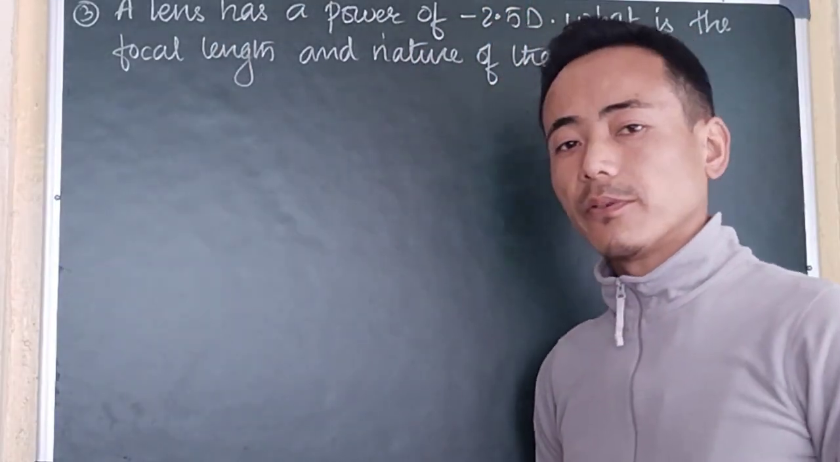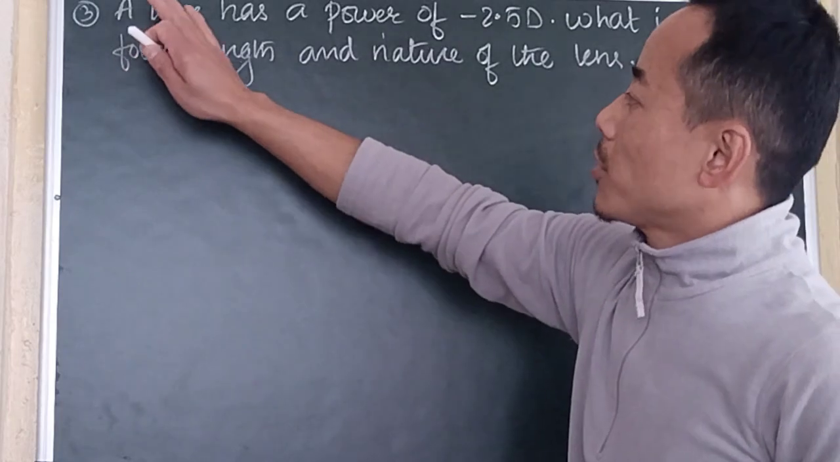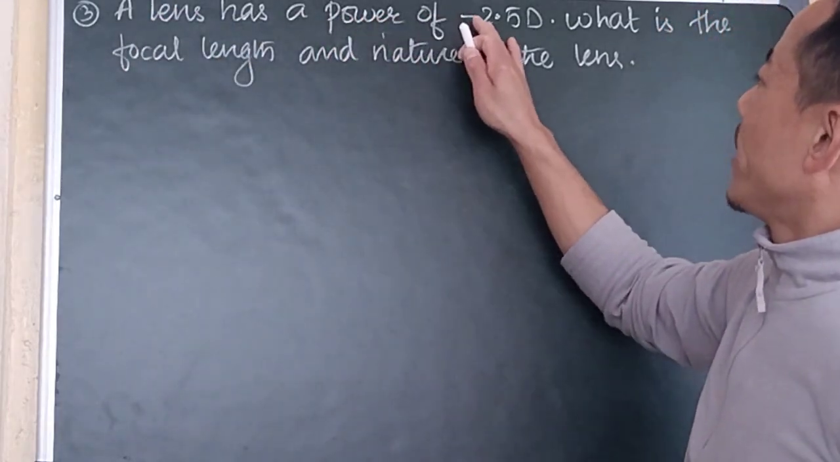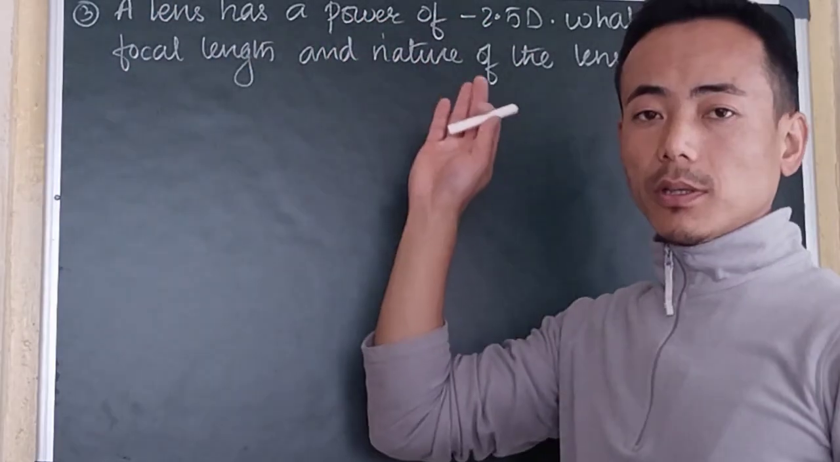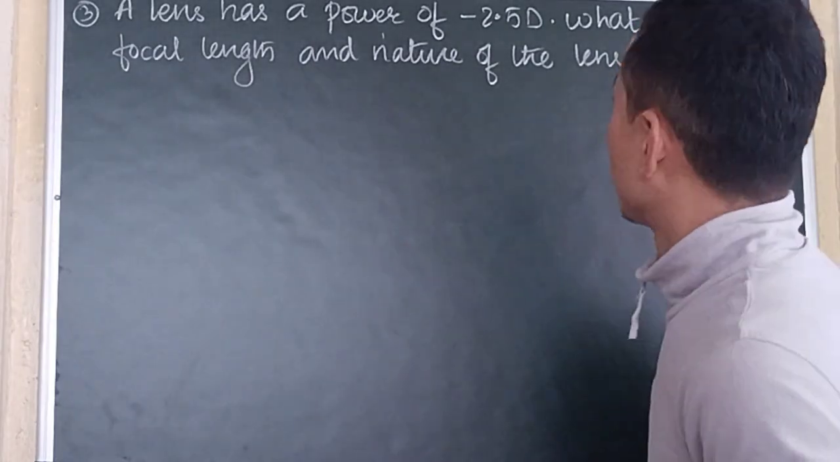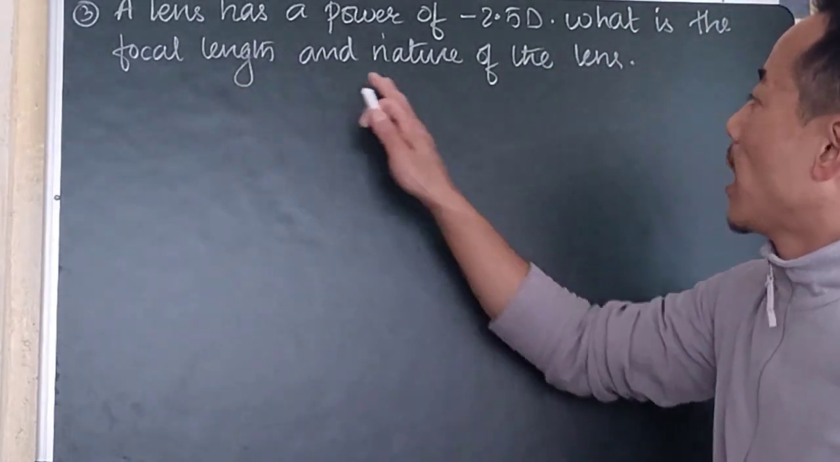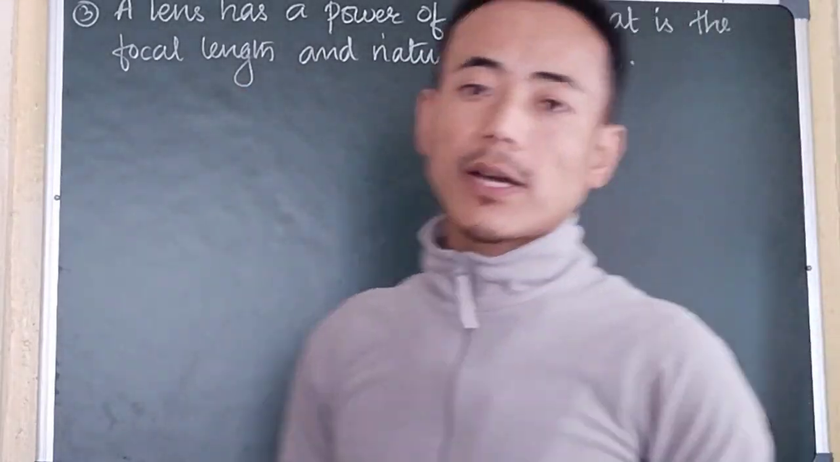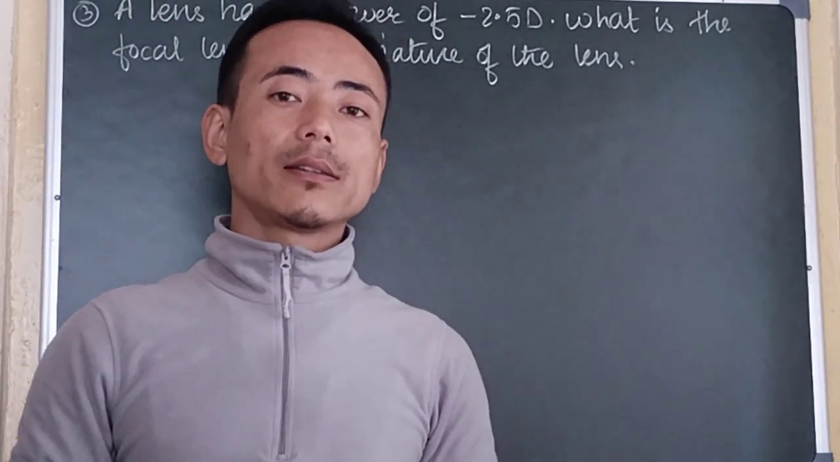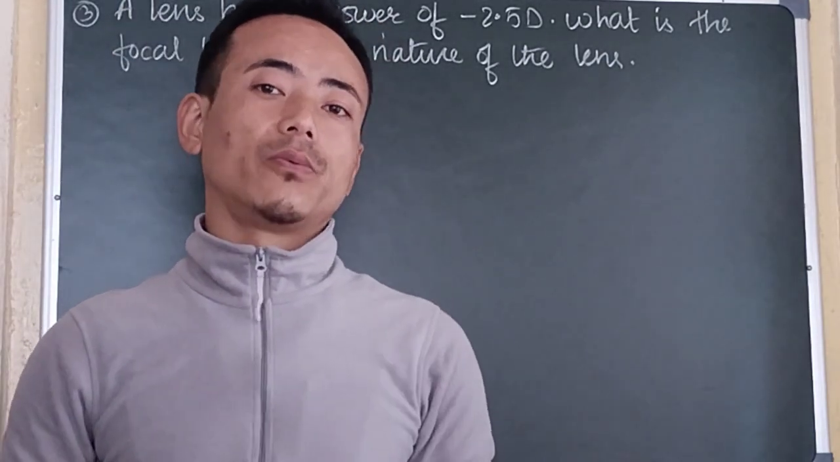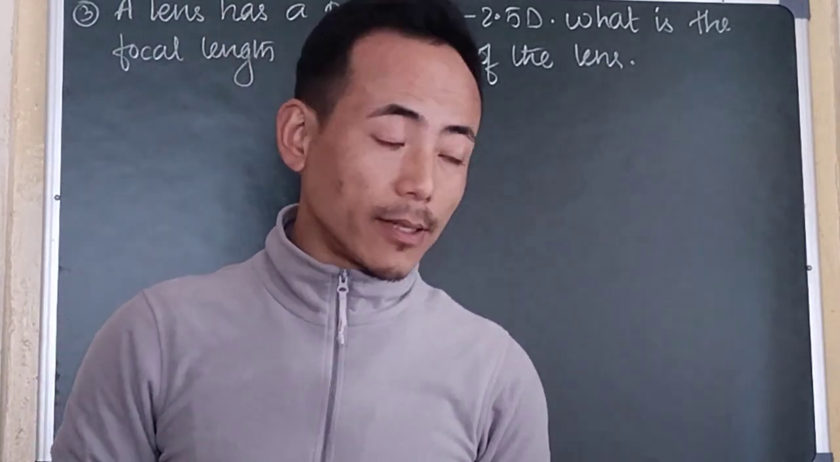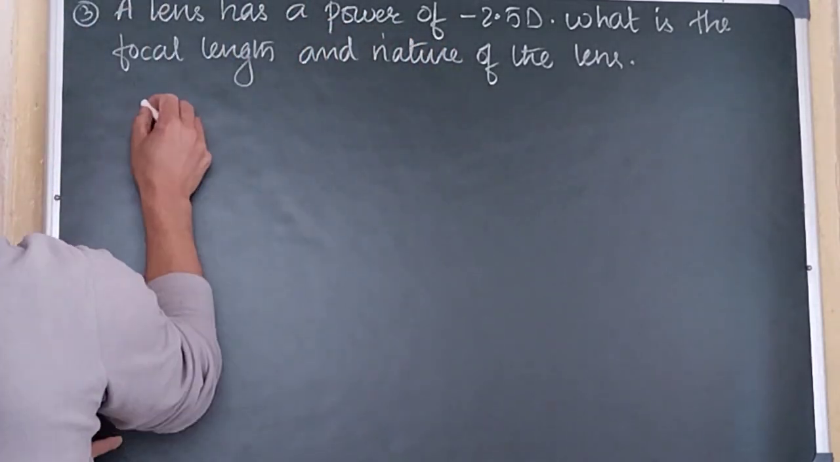This is slightly different from the first two. In this case, the question is: a lens has a power of minus 2.5 diopter. So here, instead of focal length, power is given. What is the focal length and nature of the lens? Again, here you have to find two things. One, the focal length of the lens, and the second thing that you have to find is the nature, whether it is a concave lens or a convex lens. Alright, so let's do this.